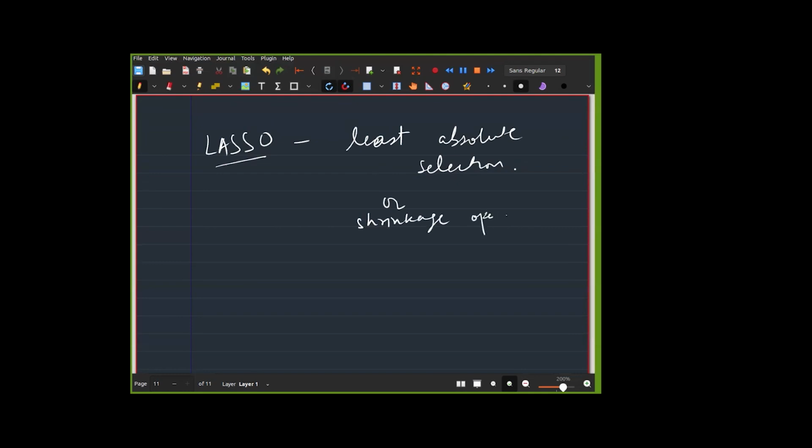Shrinkage operator. Now just some connections. For example, if you just do maximum likelihood estimation, or if you just use the negative log likelihood term, we get W_d hat MLE, which equals c_d by a_d, right? So this is basically our ordinary least squares solution.